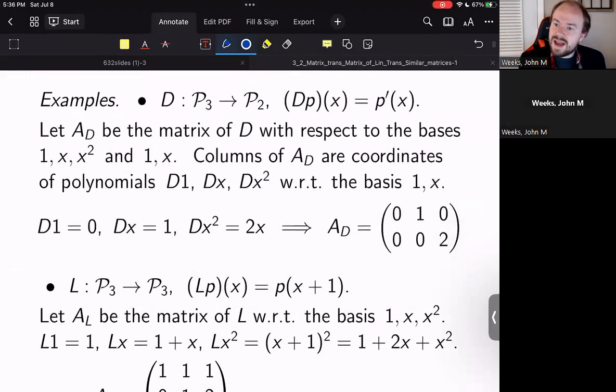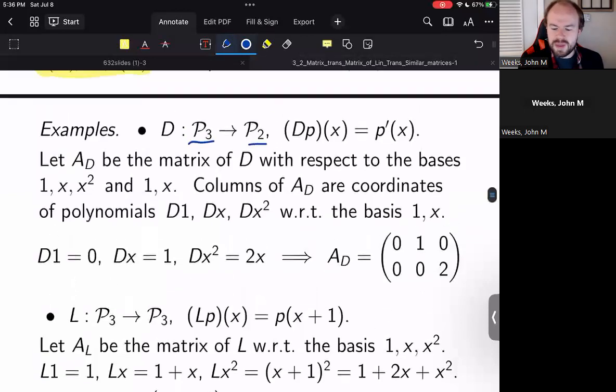Now, the thing is that not everything is that big of a deal when it comes to how you write your coordinates. For example, remember that the polynomial spaces P3 and P2, which are the polynomials of degree less than or equal to 3 or 2, respectively, have very standard bases. So we aren't going to have to think too much about how we do change of coordinates in these spaces.